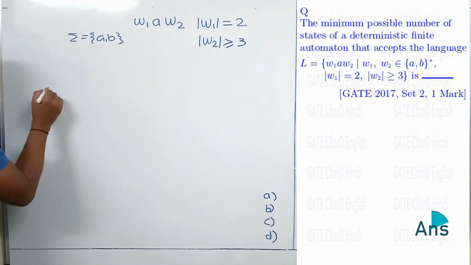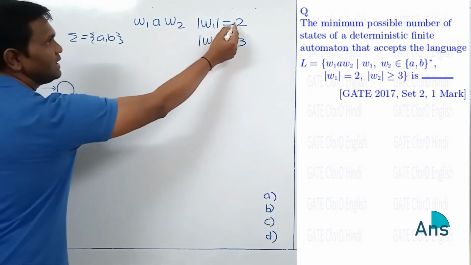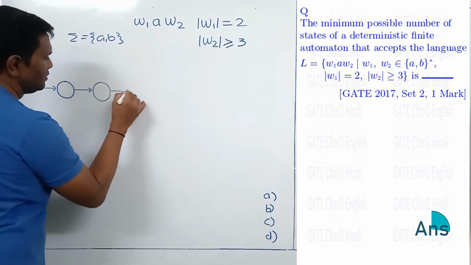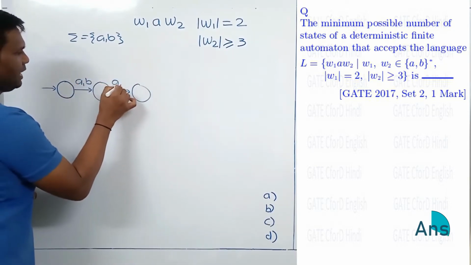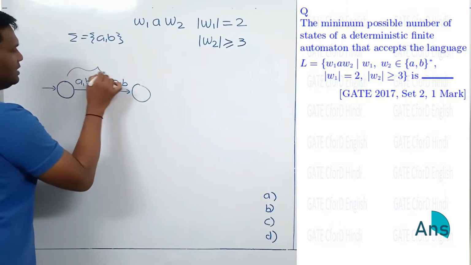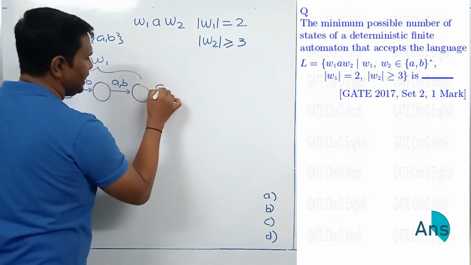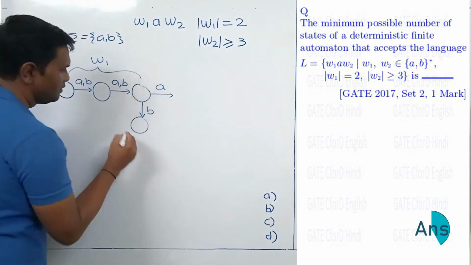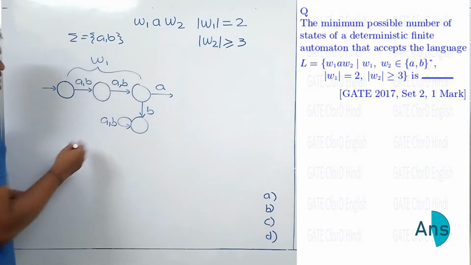So let's draw the DFA. First we should have exactly two symbols. Here we can have A or B, and here we can have A or B. So this part is W1. After that we must get A. If B comes, we should reach the trap state. So this is the trap state.